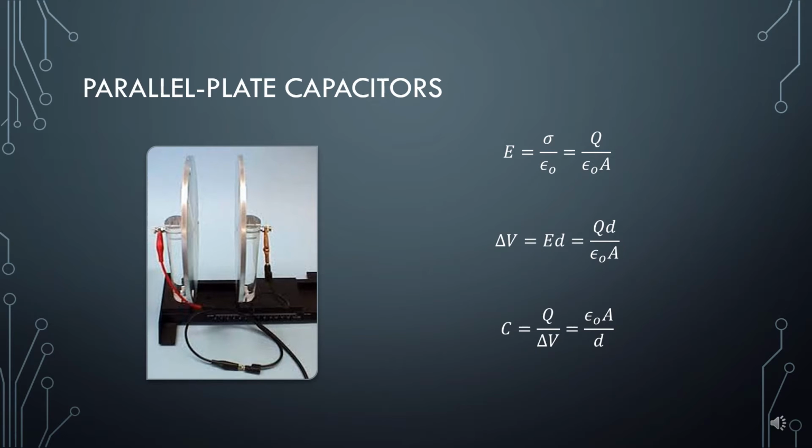Parallel plate capacitors, where two metallic plates or conductors of equal area A are separated by a distance d. The value of the electric field E is equal to Q, the charge, over epsilon naught times area, while the potential difference, change in voltage, is equal to Q times distance over epsilon naught times area, and capacitance is equal to epsilon naught times area over distance, which describes that moving the plates closer together causes the charge on the capacitor to increase. If d increases, the charge decreases.